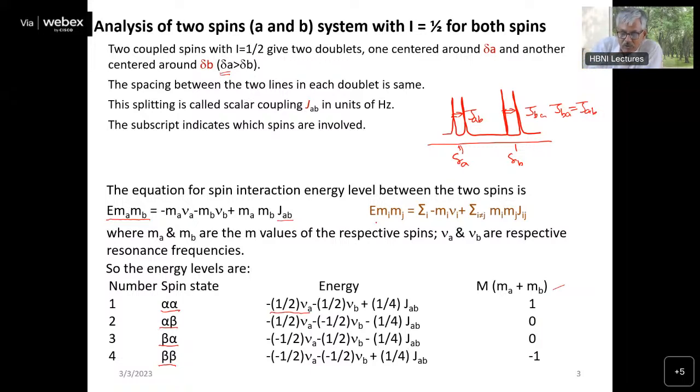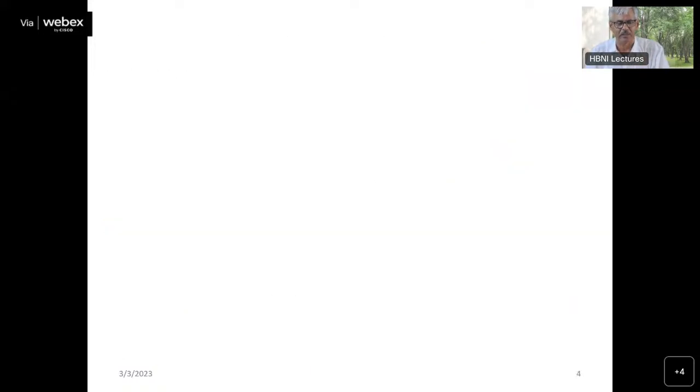But let us say you have more than 2 spins. Then what you have to do is E(MI, MJ), because your coupling will always be considered at a time with a second nucleus, a second spin. So E(MI, MJ) is equal to the summation of minus MI nu I plus MI MJ J IJ, where I is not equal to J. If you have 3 spins, there will be 8 energy levels. You can try that yourself, otherwise if it is required, I'll discuss it again later.